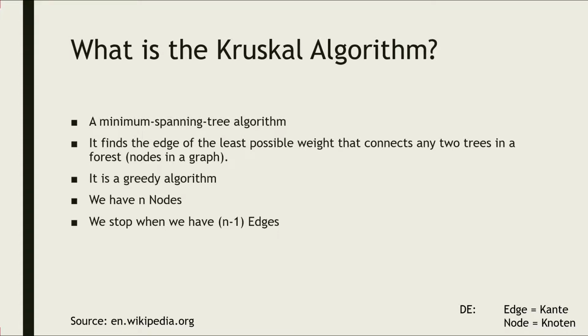It is a minimum spanning tree algorithm, a minimum way of connecting a weighted, undirected graph without cycles. It finds the edge of the least possible weight that connects any two trees in a forest. You can imagine a node as a tree and a graph as a forest. It is a greedy algorithm, which means it makes the locally optimal choice at each stage with the intent of finding a global optimum. We have n nodes and we stop when we have n-1 edges.